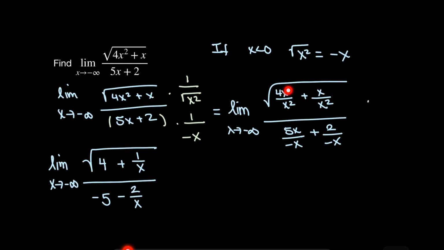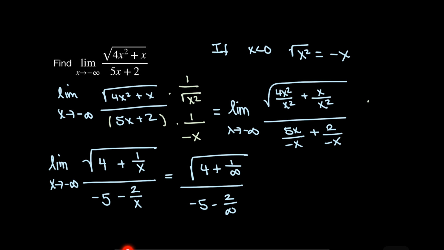We can still do the algebra. The x squareds are going to cancel. So I've got limit as x goes to negative infinity, square root 4 plus 1 over x. And the piece that changes is in the denominator. 5x divided by negative x is negative 5. And then I'll write the 2 over negative x as minus 2 over x.